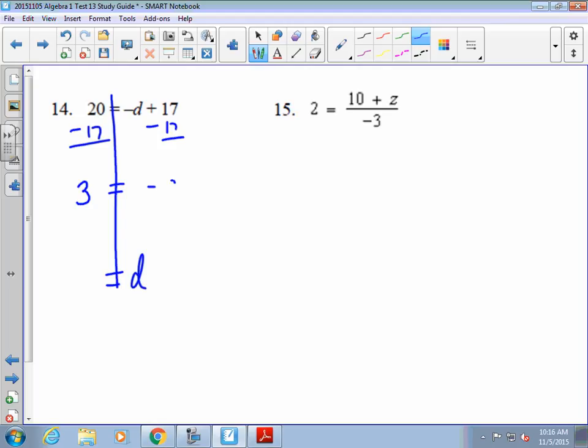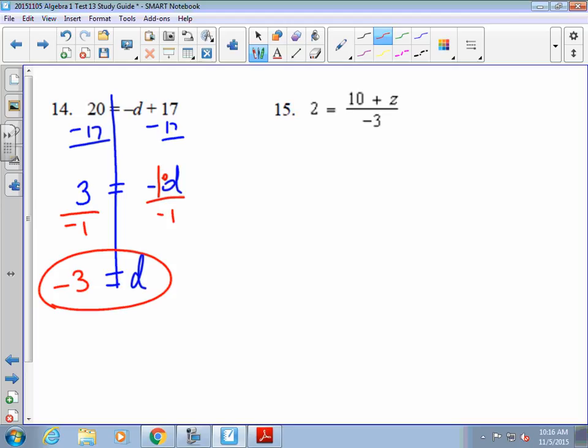You still have negative d on the right, which means -1 times d. Undo that by dividing by -1. If you do it to the right, do it to the left. Again, a positive divided by a negative is a negative. 3 divided by 1 is 3.